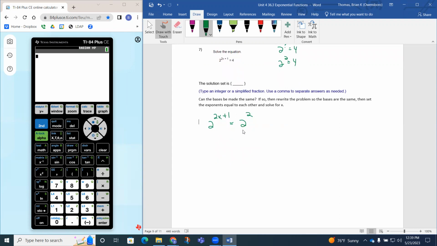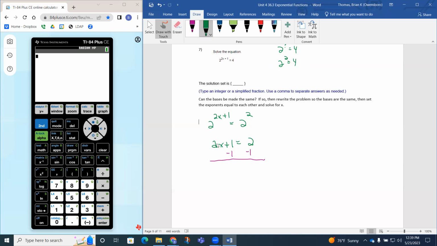Now, since the bases are equal, all I've got to do now is set the exponents equal to each other and solve for x. So if we can rewrite the problem so the bases are the same, we did that, then set the exponents equal to each other and solve for x. So I'm going to just set this 2x plus 1 equal to 2. So to solve for x, we have to get x by itself. So we have to get rid of this plus 1 by losing 1 on each side.